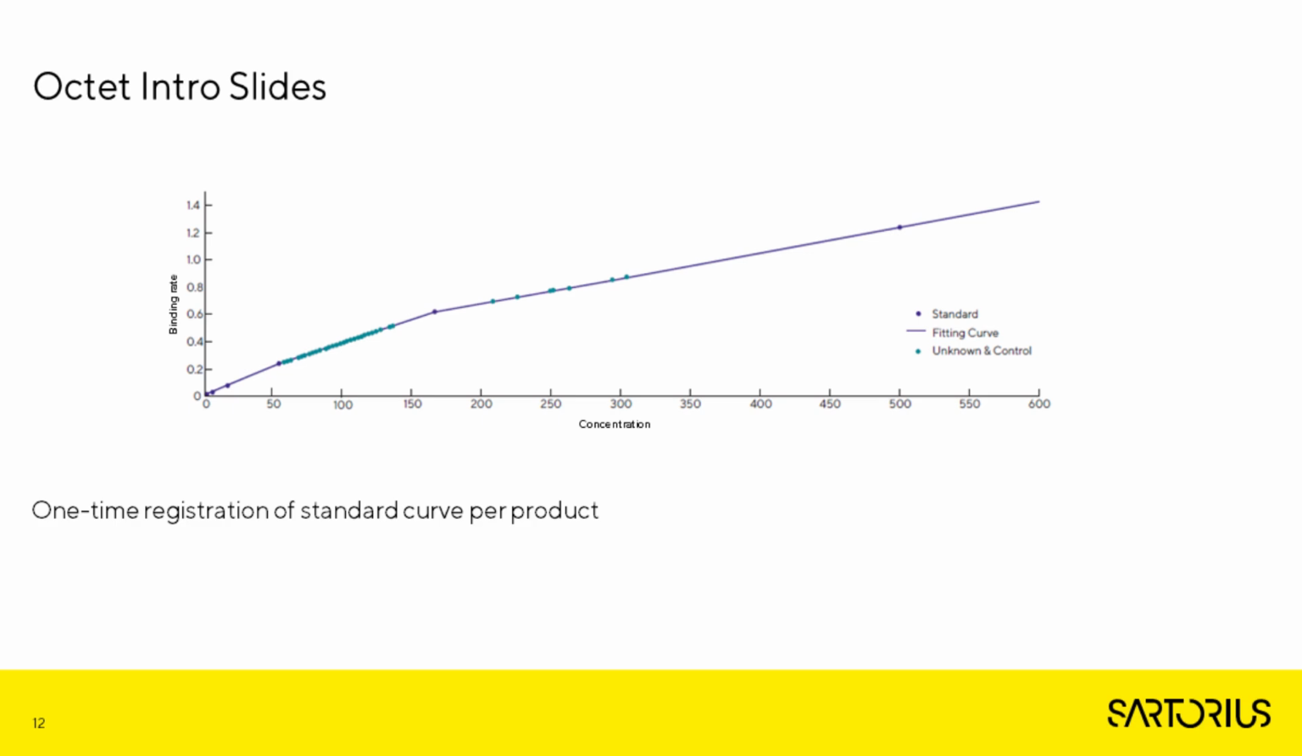For further evaluation and assessment of an instant product concentration, a standard curve, which we can also see here, has to be registered in the software once for every product. So once the operator has registered a standard curve for one product, one can use that for every measurement in future if it's the same product.